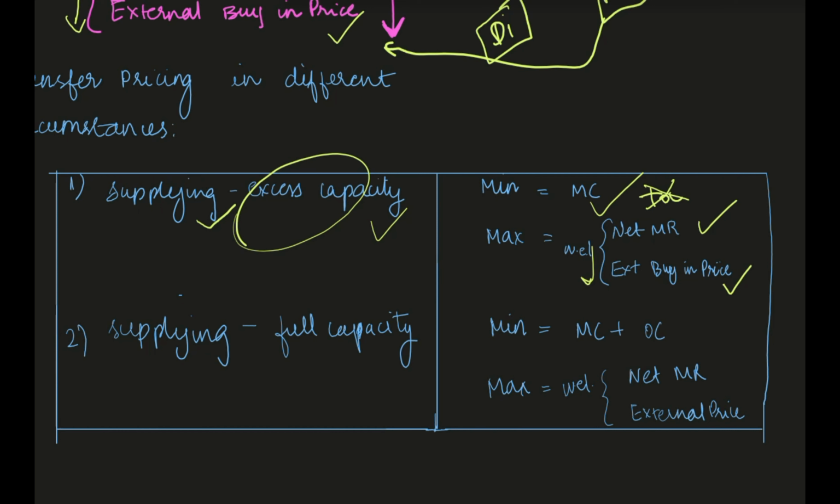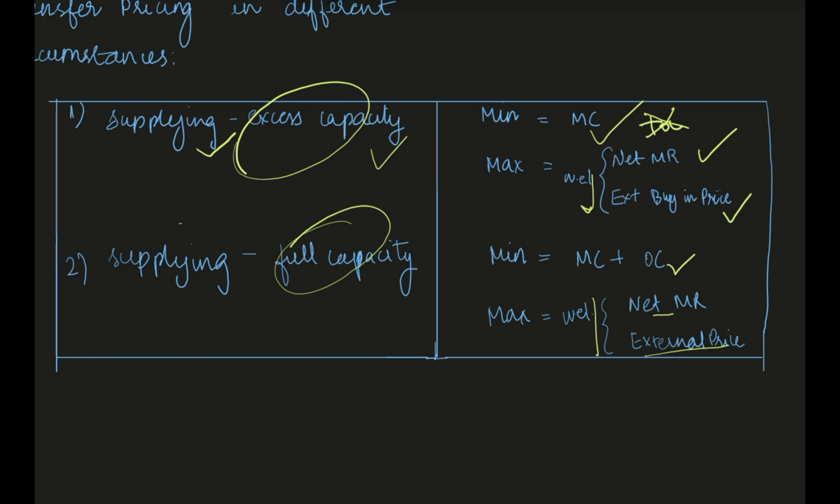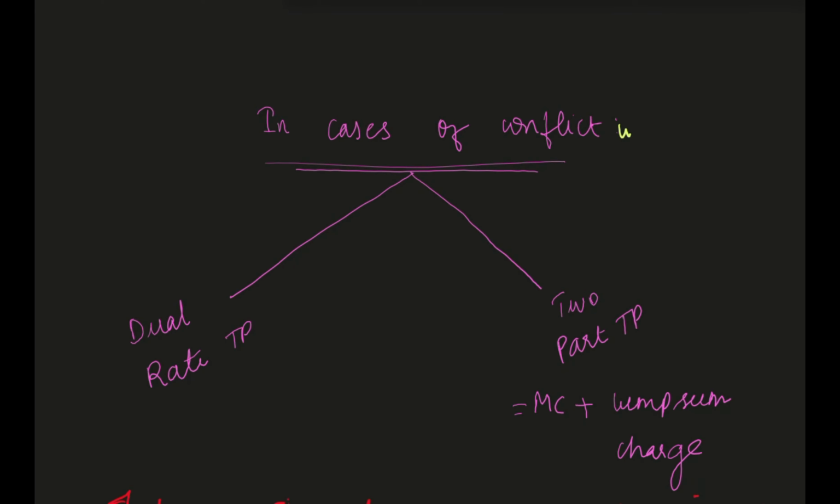And when they are supplying at full capacity, now here we can add the opportunity cost. This is the same formula, and the maximum will be the same, net marginal revenue and external buying price, whichever is lesser. Now, what to do in cases of conflict? Conflict in fixing the transfer price.